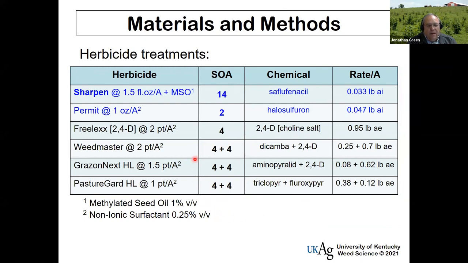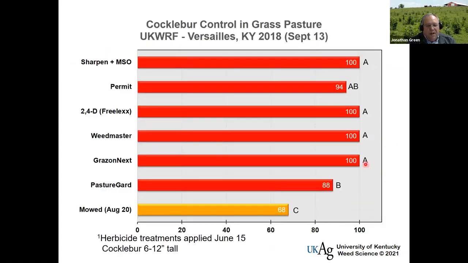And again, I wanted to compare how we could use a product like Sharpen in the middle of the summer where we don't have to be as concerned about volatility loss as we do with some of these other herbicide products. And the control that we saw, and these were applied in mid-June, cocklebur about 6 to 12 inches tall. We can see the Sharpen here was as effective as 2,4-D, Weed Master, and GrazonNext. Permit also did an acceptable job. We had a few escapes out of the Permit treatment, but all these herbicides worked pretty well. The one that was a little bit surprising is Pasture Guard was certainly the weakest herbicide in that mix.